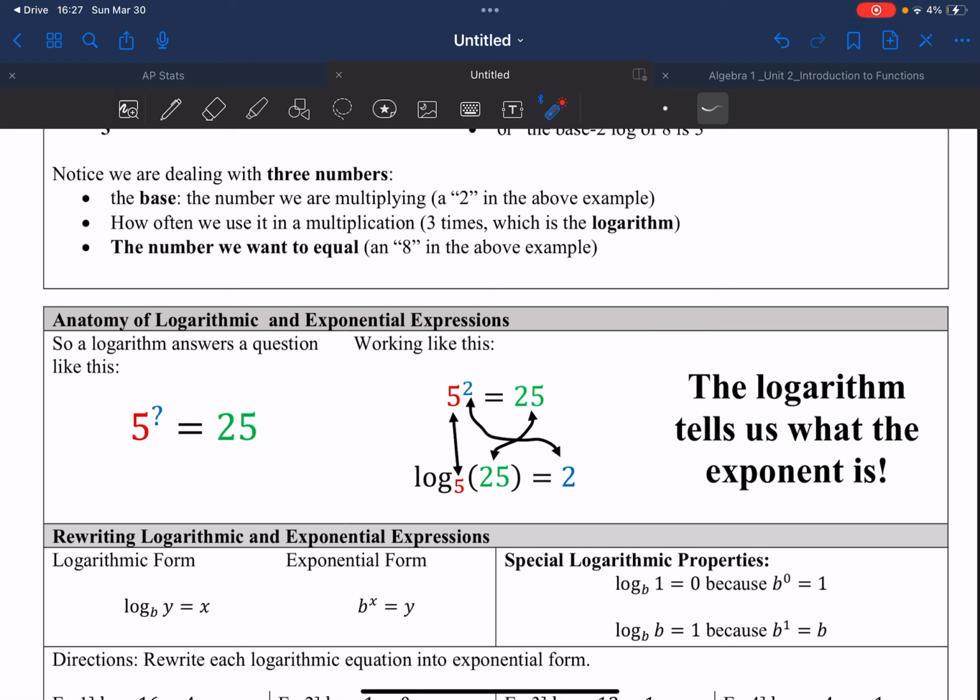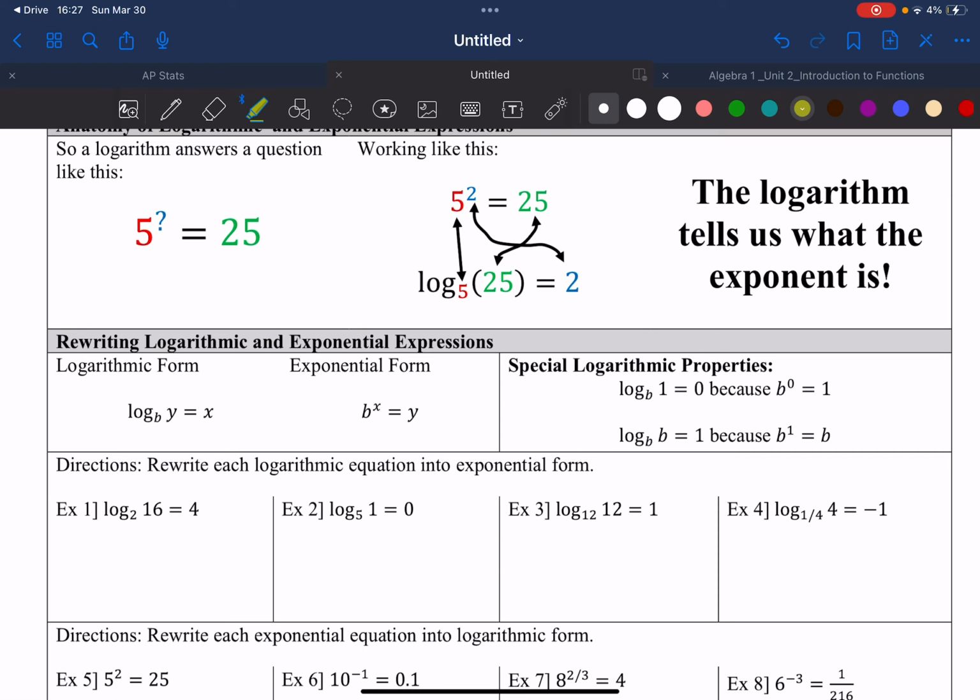Remember, the logarithmic form is log base b of y is equal to x. An exponential form is b to the x power is equal to y. There are some special properties, and those properties are log base b of 1 is equal to 0 because b to the 0 power is equal to 1. All this is saying here is that anything to the power of 0 is 1.